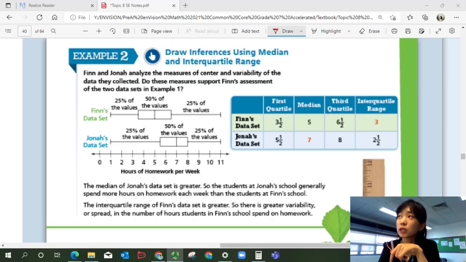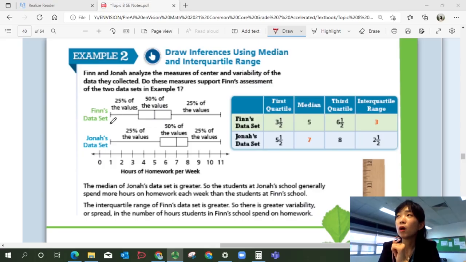Let's look at the next question. Example 2. Draw inferences using median and interquartile range. Finn and Jonah analyzed the measures of center and variability of the data they collected. Do these measures support Finn's assessment of the two data sets in example 1?